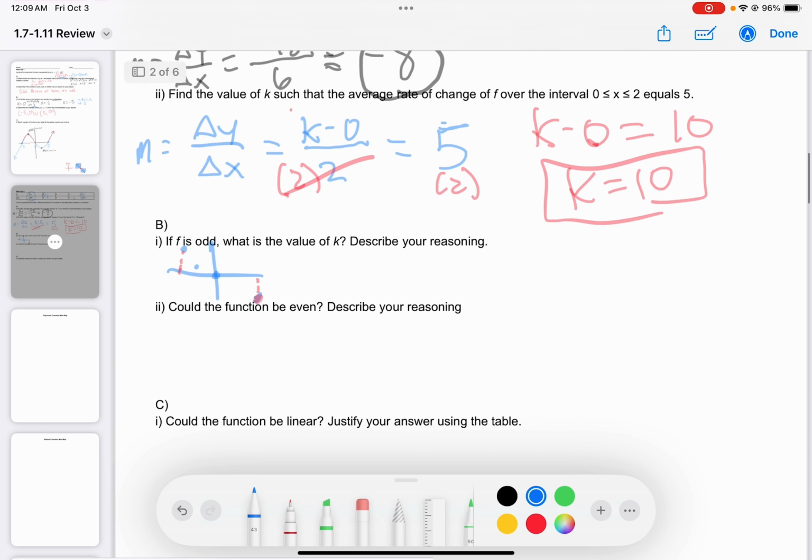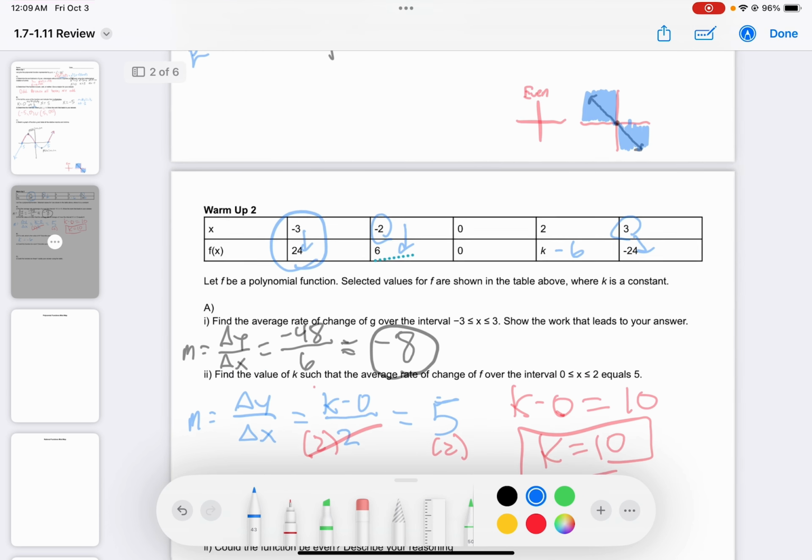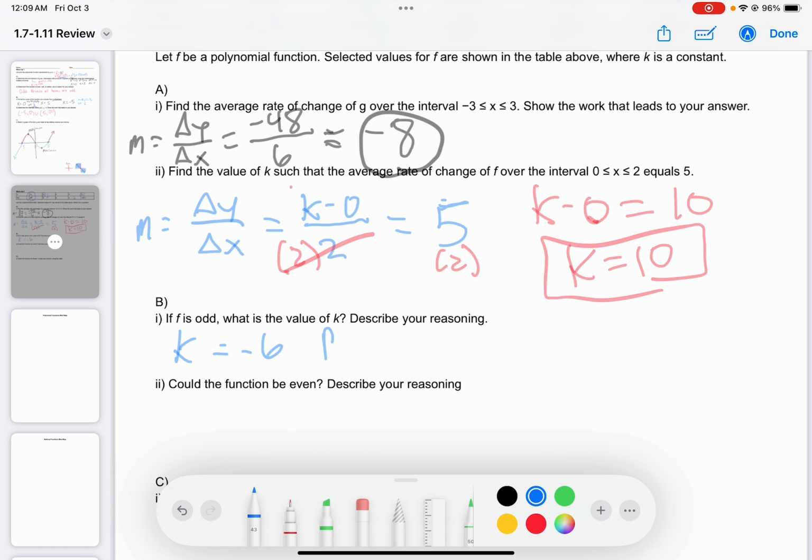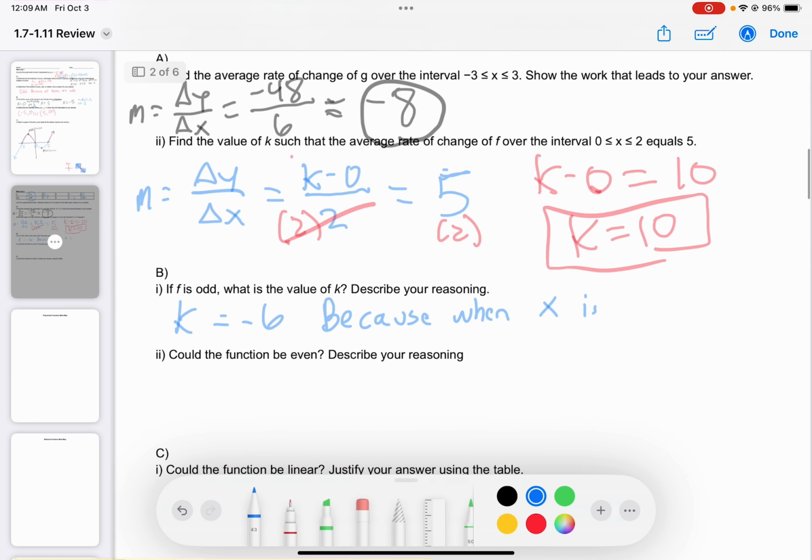So the value of k is -6. It says describe your reasoning. Well, because when x is -2, g of x equals +6. We want the opposite to happen for odd, and that's easy to remember because opposite, odd, they both start with O's. Could the function be even?